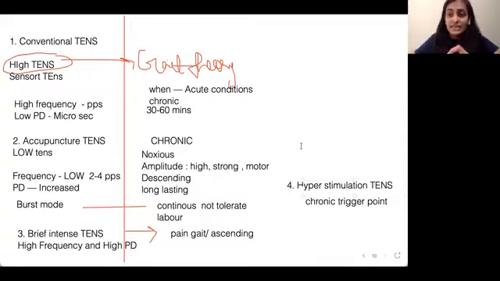Where should you place the TENS electrode? Where do we usually place the electrode? The TENS electrode, where do we usually place it?